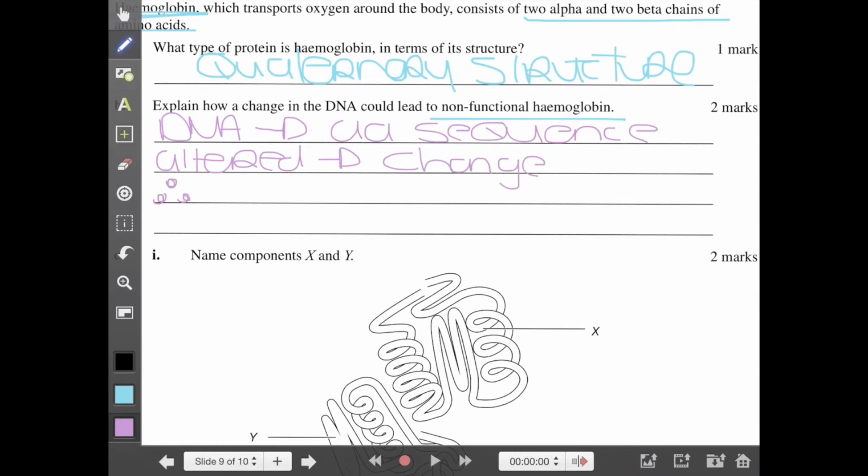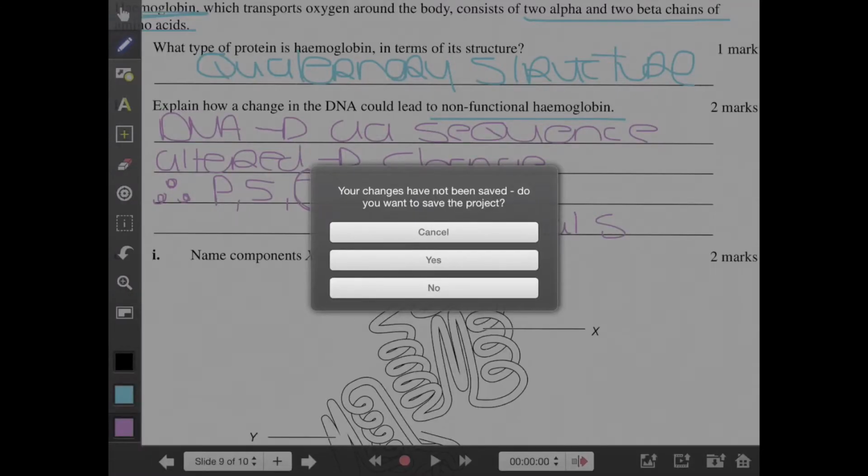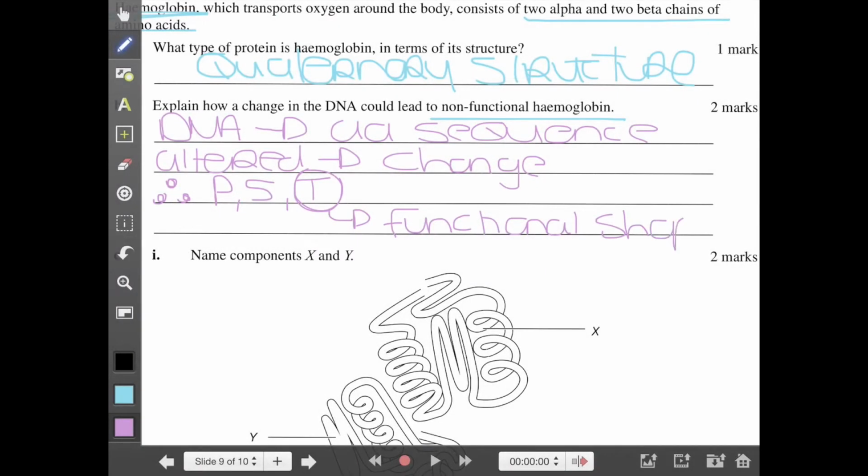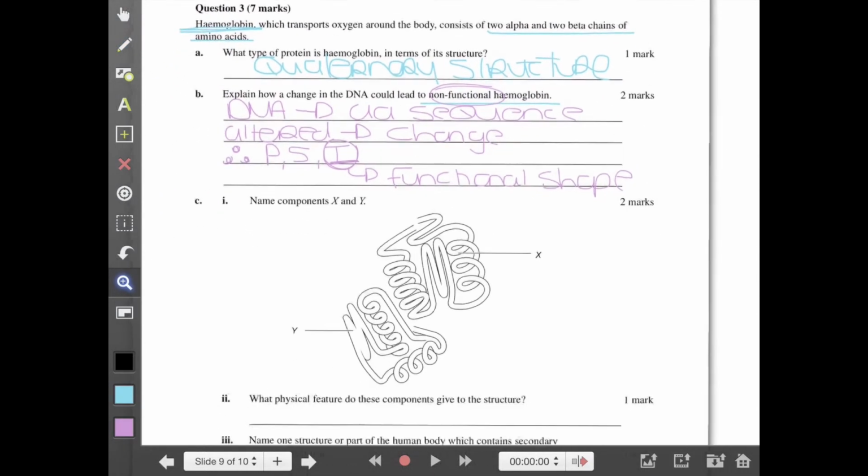Therefore, it might alter the primary, the secondary, and then the tertiary level. And the tertiary level is its functional shape. So therefore, it might be non-functional if this tertiary level is affected. Okay, hopefully that clears that up.